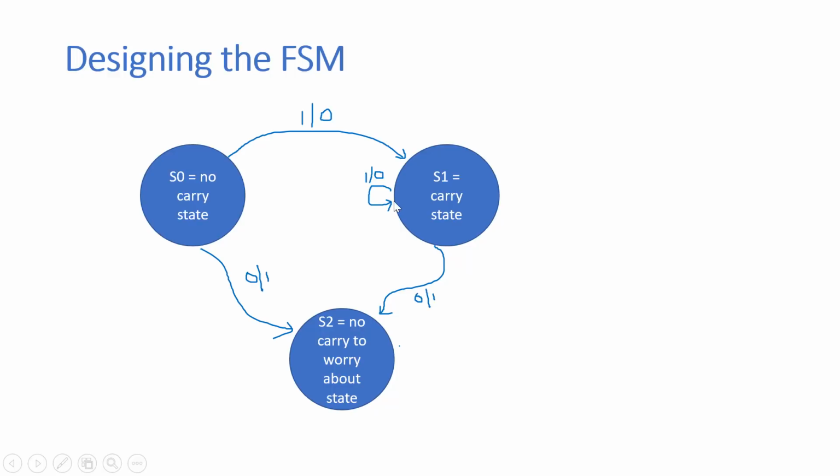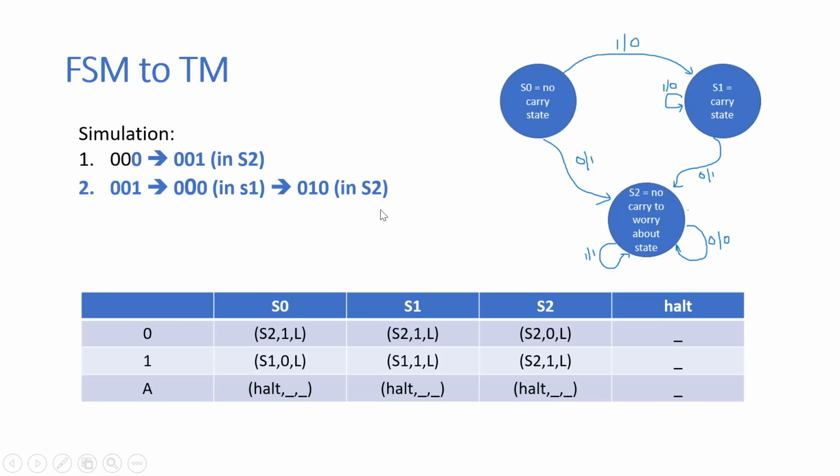Now, in this case, if you get a 1 in the carry state, that means you already have a carry, and then you get another 1, that means you write a 0, 1 plus 1 is 0, but you still have a carry, so you're going to stay here. But if you get a 0 in the carry state, that means you have a carry, so you add 1 plus 0, and you output 1. Now you don't have a carry in the system, so you move here. So what happens here? Here, you just have to write, if you get a 0, you write 0. If you get a 1, you write 1, because there's nothing more to worry about. And at the end, you can halt the machine.